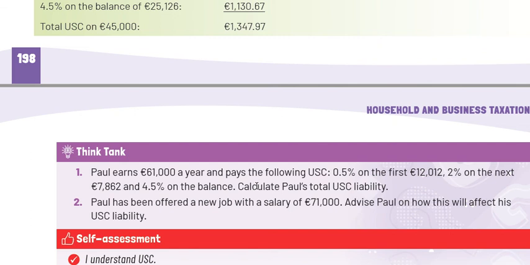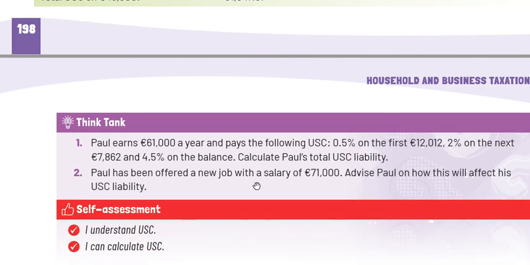Okay, so here's an example I want you to try yourself. I'll run through it with you even. Paul earns 61,000 a year and pays the following USC: 0.5% on the first 12,012 euro, 2% on the next 7,862, and 4.5% on the balance. Okay, so you have to add up the three of them then to find out the USC liability.